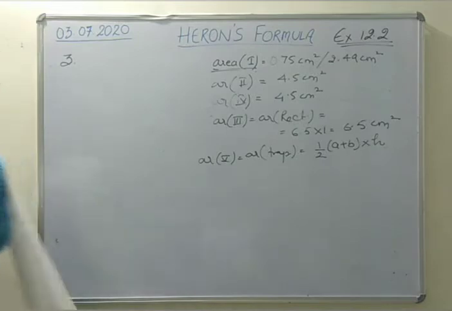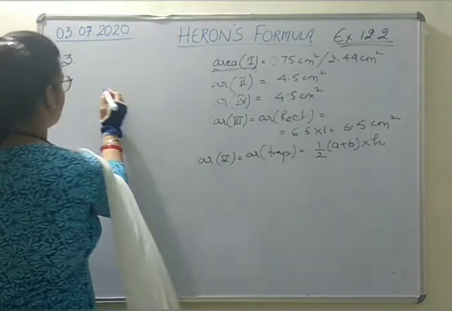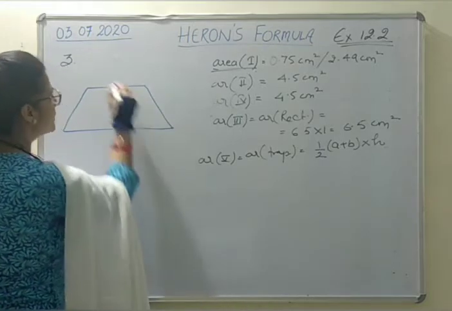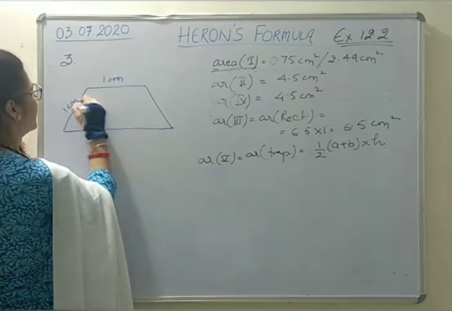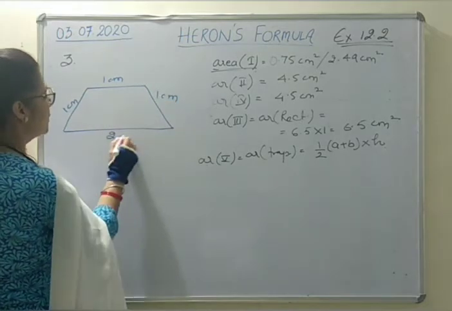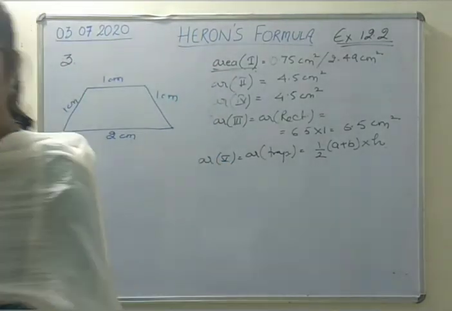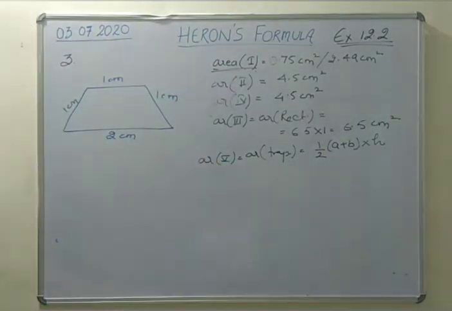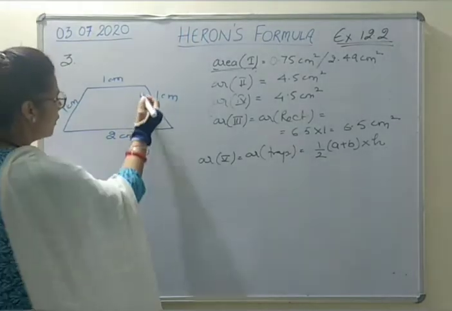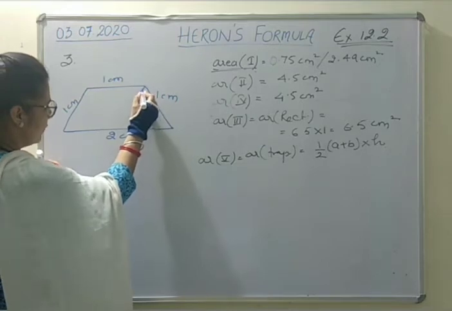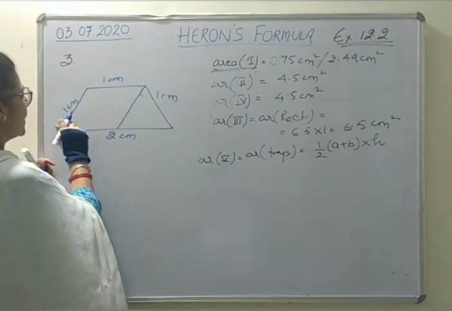Okay. Now let us concentrate on the fifth region. What is our fifth region? The fifth part is a trapezium. And as we all know, the area of the trapezium is equal to half (A plus B), that is, half the sum of the parallel sides into height. Now what will we do? We will do the construction. We will construct a line parallel to this.